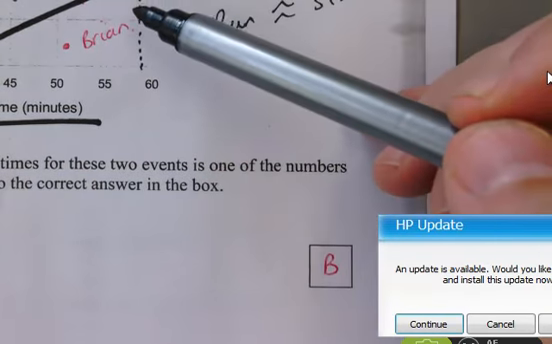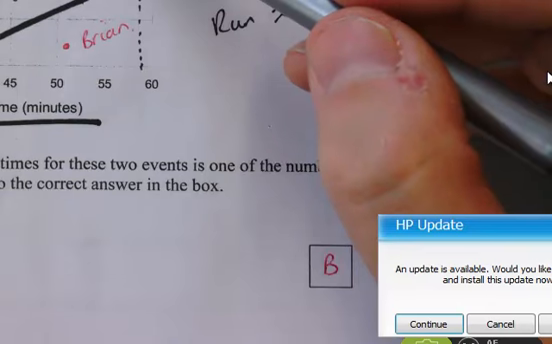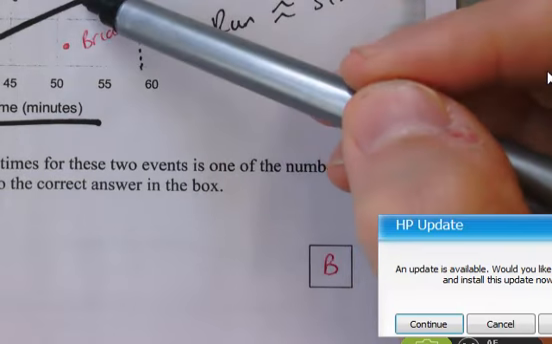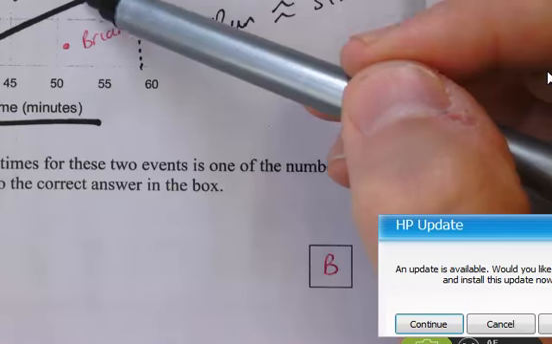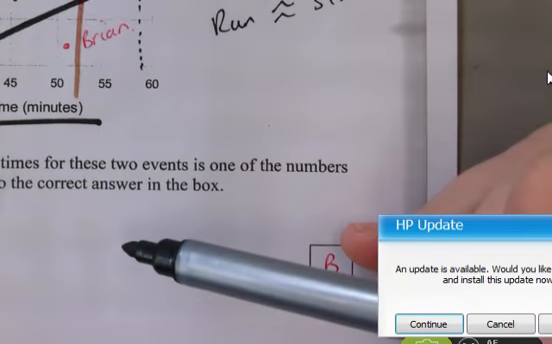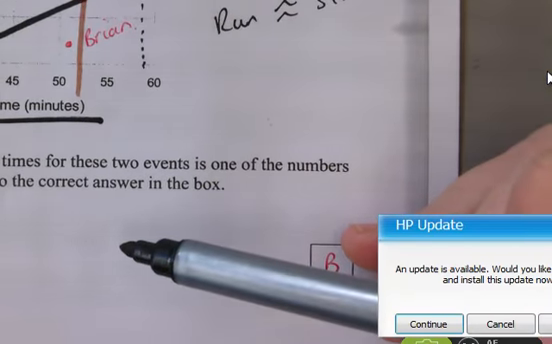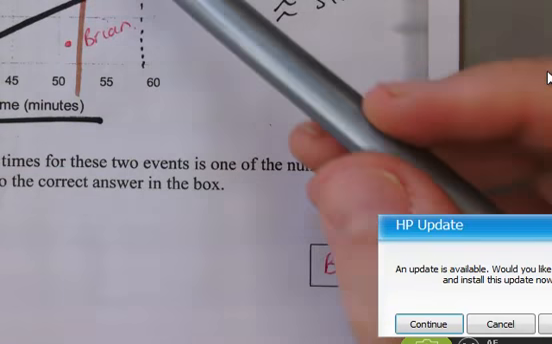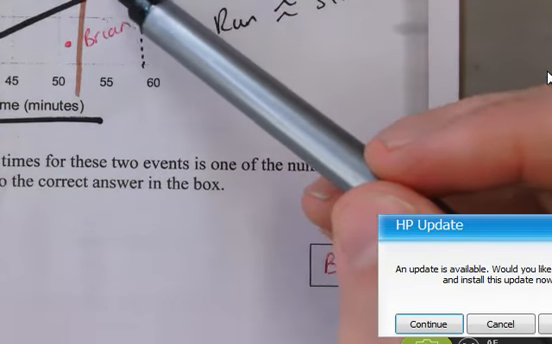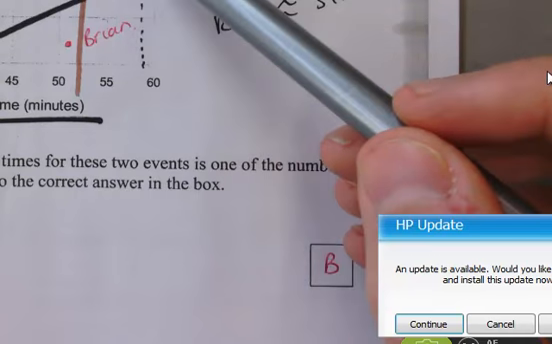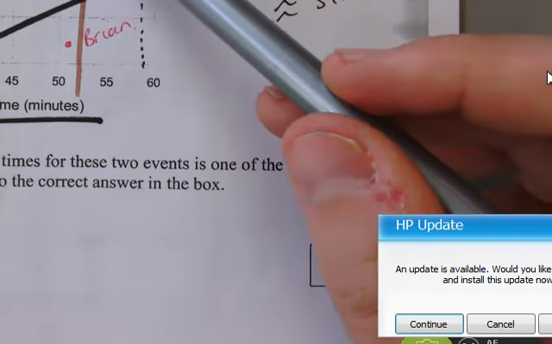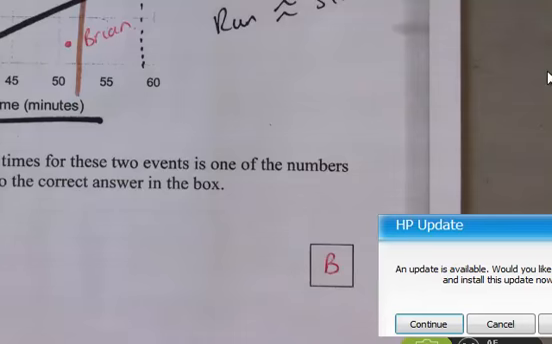Then if I want to know his time in the cycle, I just drop him straight down, which would be roughly there. But that's not what I'm asked. I'm actually asked how many people just took longer. So you can see with the red line, I just count the dots. 1, 2, 3, 4, 5, 6. So 6 people took longer than Frank.